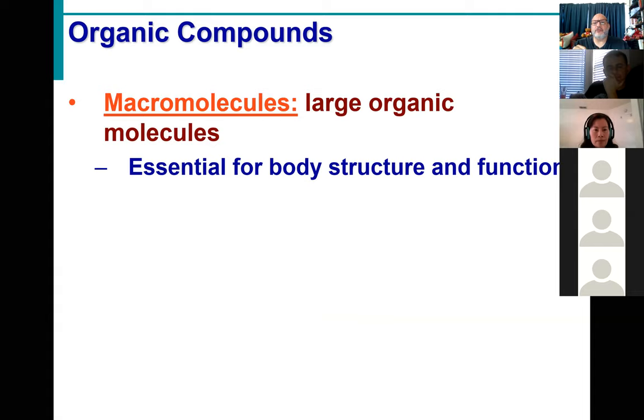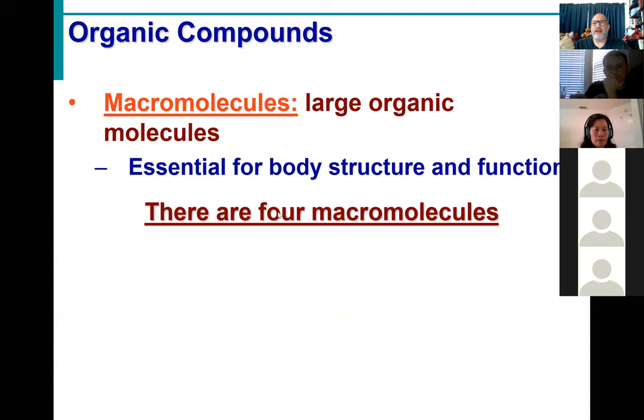A macromolecule is a large organic molecule. They are essential for the body's structure and function. And there are four main classifications of macromolecules. What are they? Give me an example of one. What's a type of macromolecule? Carbohydrates. Carbohydrates, excellent. Proteins. Right, absolutely correct. But hold on, one at a time though. Carbohydrates, which is a fancy way really of saying what? What's carbohydrates a fancy way of saying?